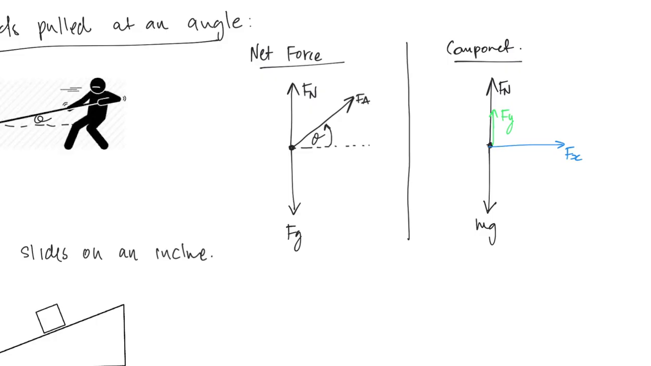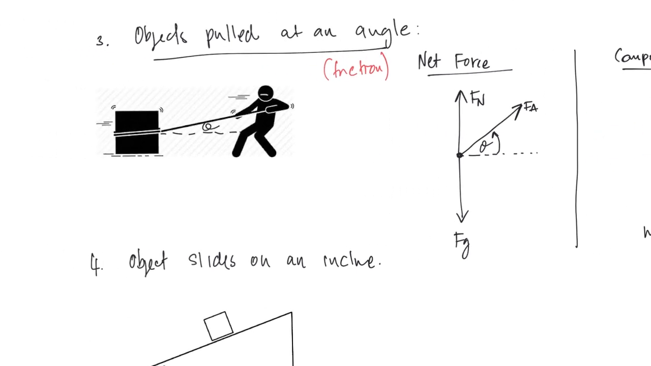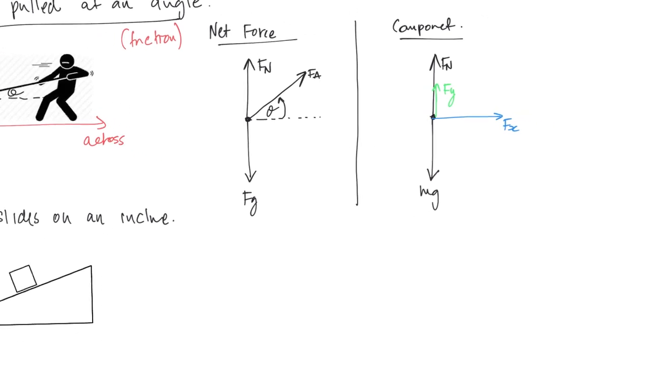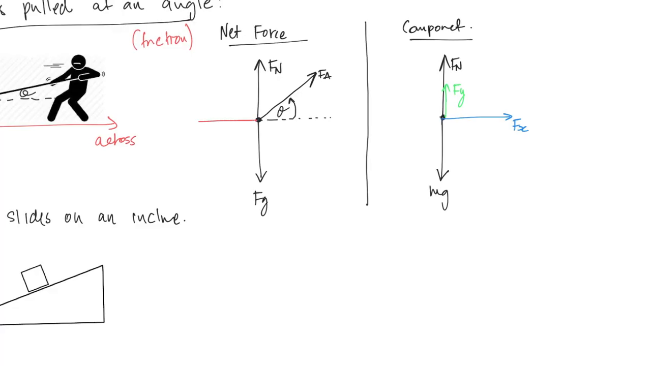Now, if I wanted to have friction, then I show friction is always opposite to the motion. I know that this object is going to move across the floor. So friction will have to be in the opposite direction to that motion across the floor. So for both diagrams, I'll draw force of friction there. And that's my frictional force.